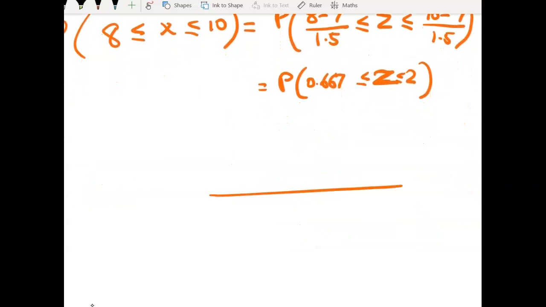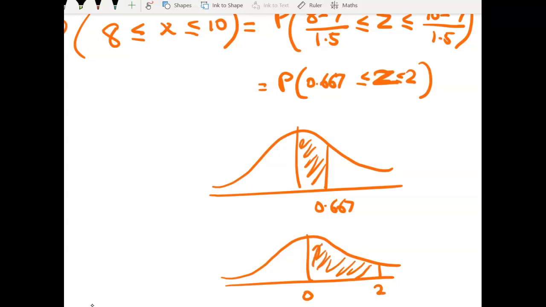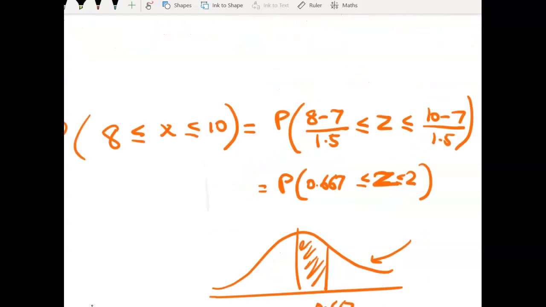And then we're going to find two separate areas. That's 0.667. And we're going to find the area between 0 and 2. This is using my tables. And we're going to do this one minus this one. And we'll get 0.2295. All right, on to the hard one.